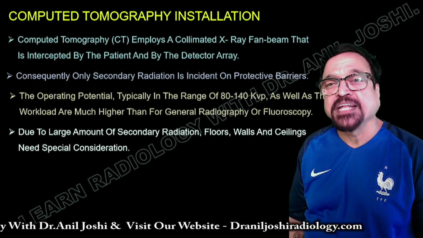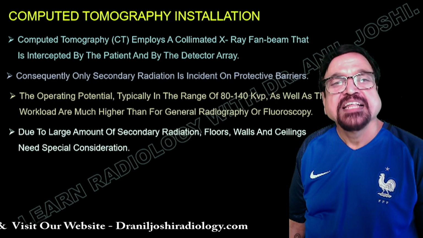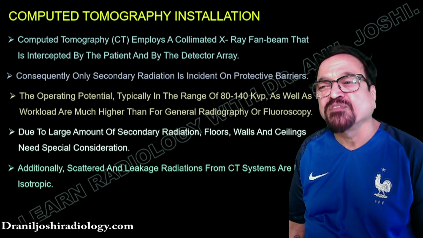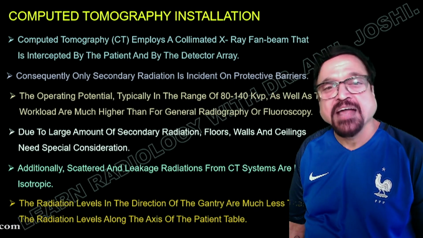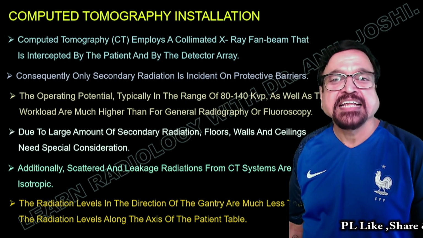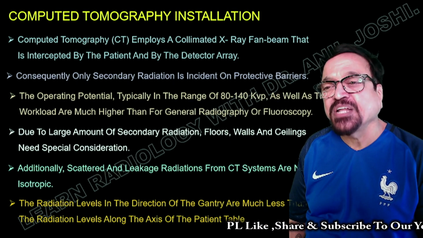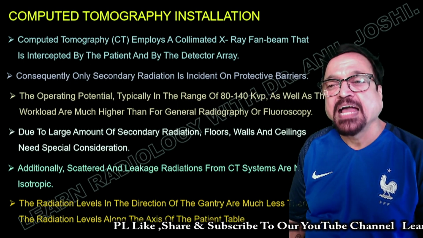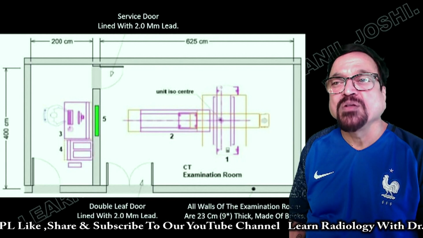So care has to be taken properly, and due to the large amount of secondary radiation, floor, wall and ceiling need special consideration. Additionally, scattered and leakage radiation from the X-ray system are not isotropic. Not to worry about it because there are regulations over them and the manufacturers are very particular that they will be within a safe limit of working. Now the radiation level in the direction of the gantry is much less than the radiation level along the axis of the patient table.